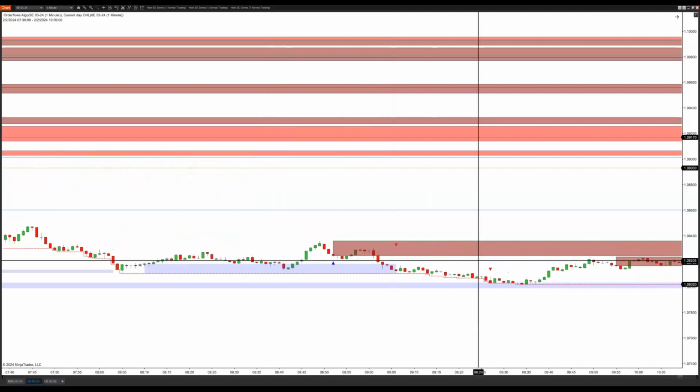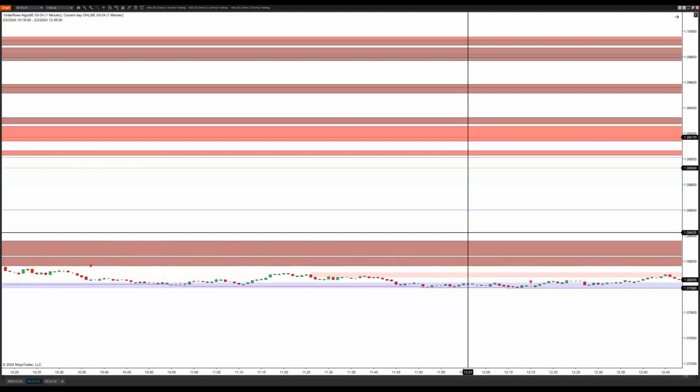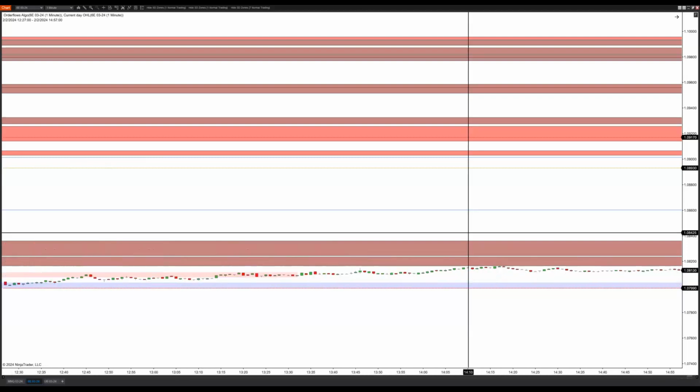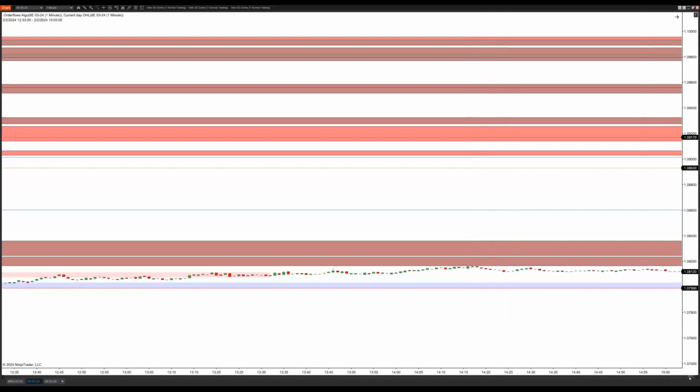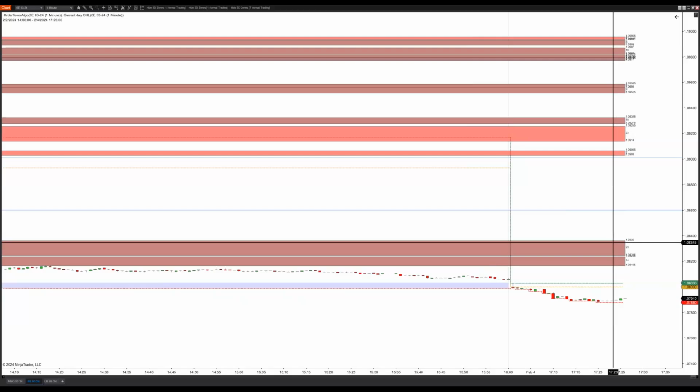I tend to keep the zones between 2 and 25 levels. So if it's on the upper end, in the 20s, I like to think it's a little bit stronger. That doesn't necessarily mean it has to hold.